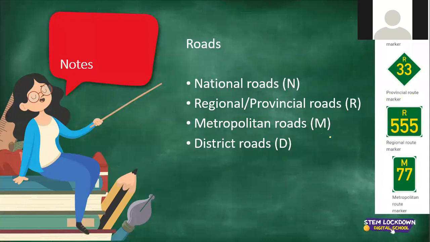Sometimes roads have M. M will be the metropolitan road, like M77, for example. And then sometimes you'll have D, like D222, for example. That will be your district road. Sometimes they have L555, for example, or L273. Sometimes they have P. So if you see a letter and then a number, that will represent a road.